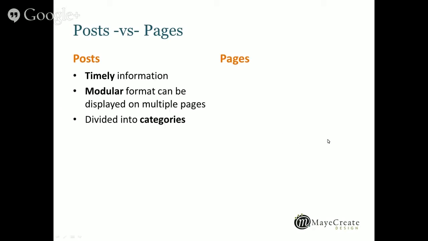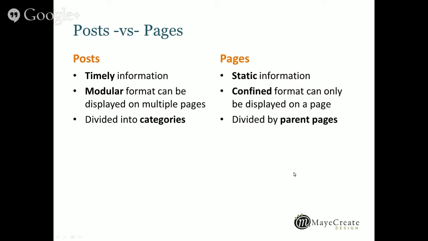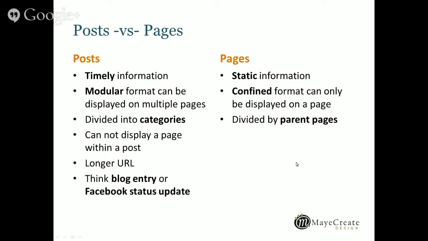But then how do you know where to edit what? So posts are more timely information. It's a nice modular format, and we can put it on multiple pages throughout your site. And it's divided by categories, while pages are combined to only one page, and they're divided by parent pages. So a post, you can't display a page on a post. It has a longer URL, so it usually has the date in it.